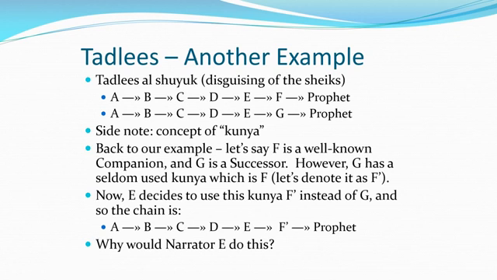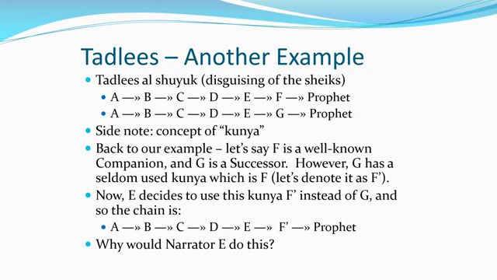Now back to our example. Let's say that F is a well-known companion and that G is a successor. He is not a companion. However, G also has a kunya, which is only seldom used, but this kunya is also the same that F is known by, or it's like F's name. So we can denote that as F prime. So now E decides to use this kunya F prime instead of using G in the chain. And so when he narrates from B to C to D to E, that's how the chain appears.